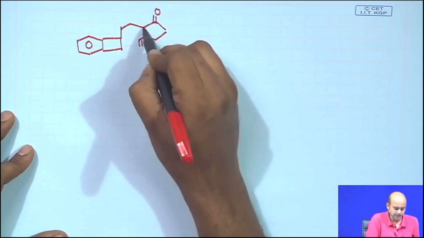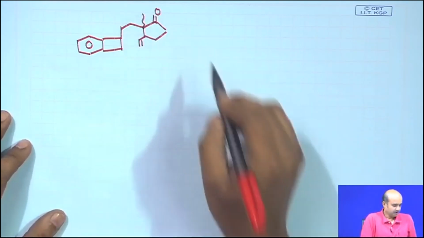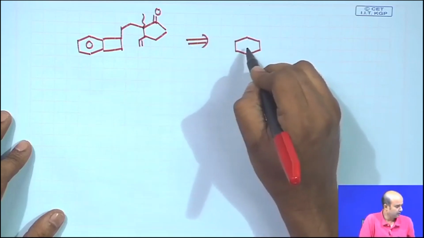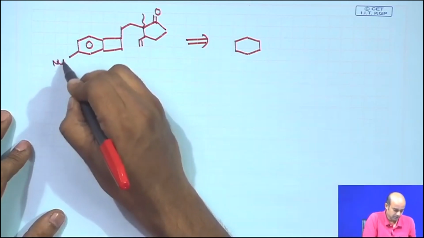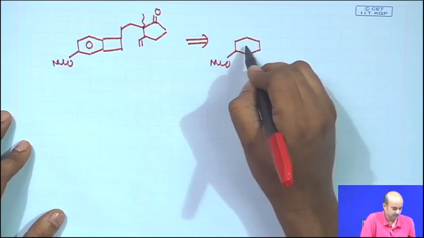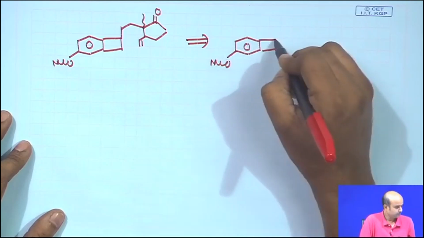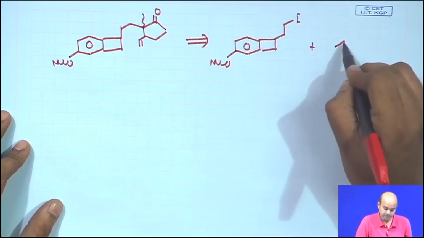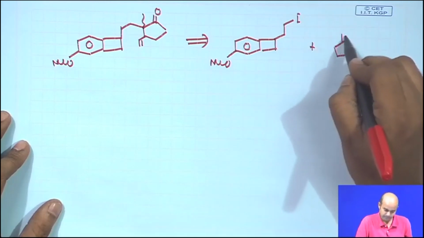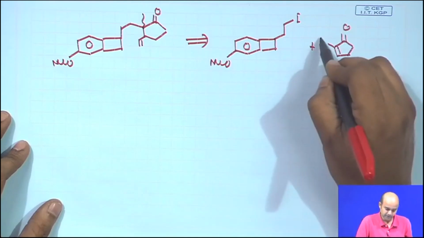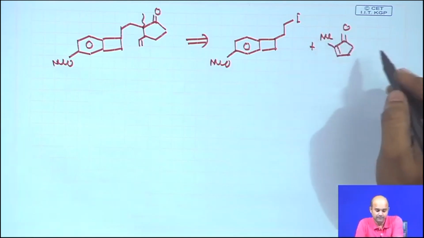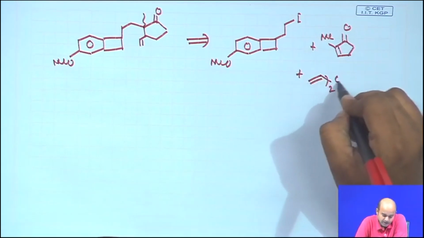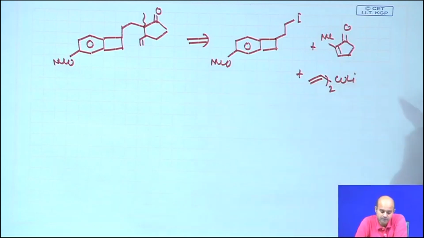You see the right hand part remains similar. Okay. So, now we say that this compound you can basically visualize from this type of primary iodo species and this cyclopentenone as a Michael acceptor, as well as we will be using a vinylic copper lithium as a Gilman reagent. Now, how does this reaction take place?